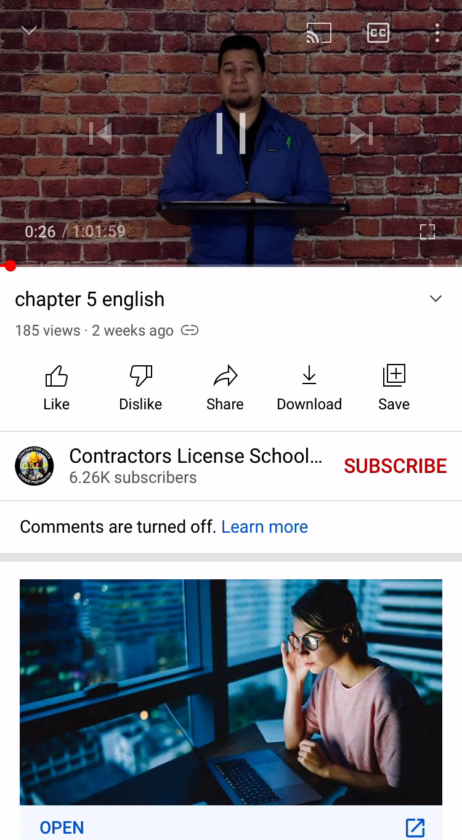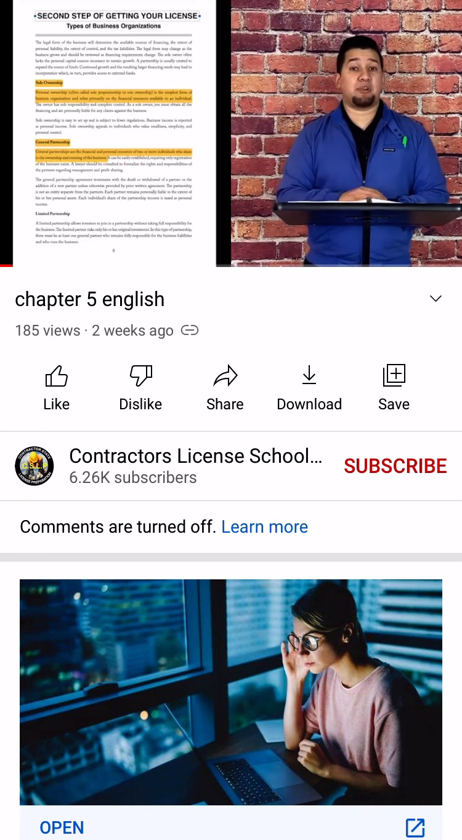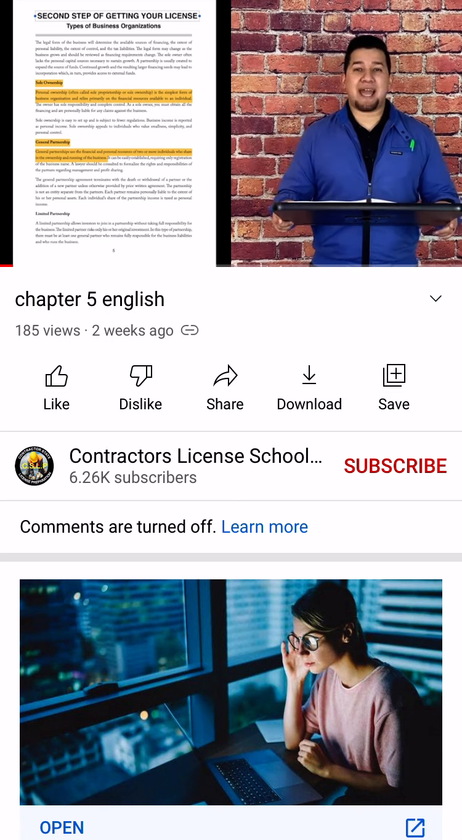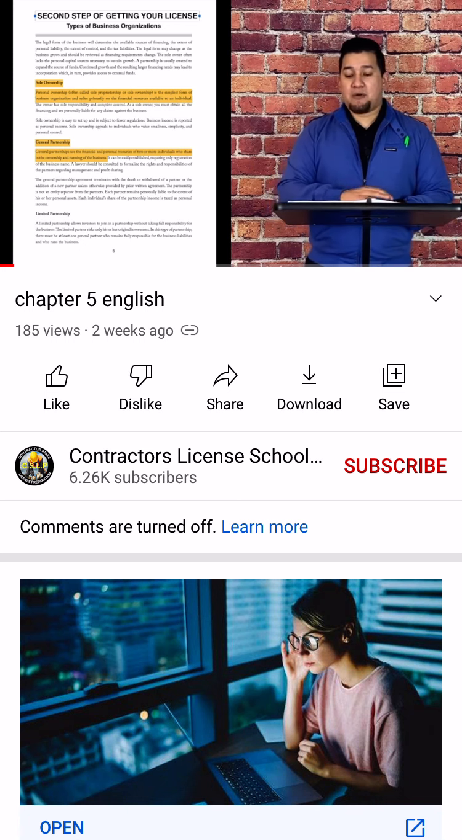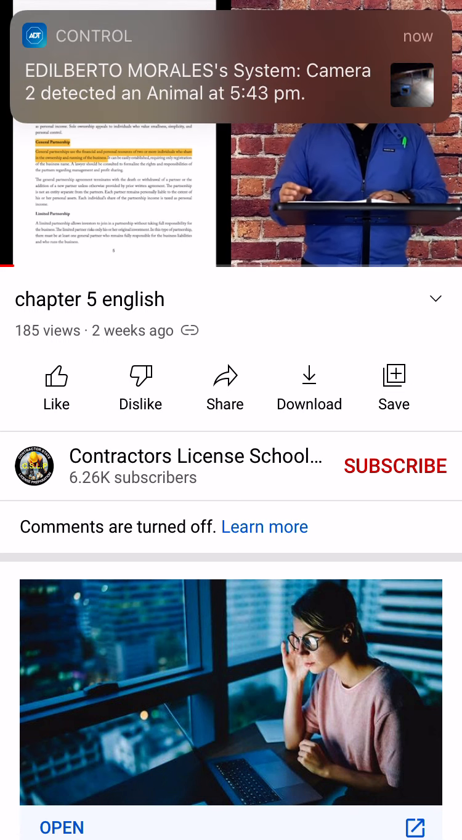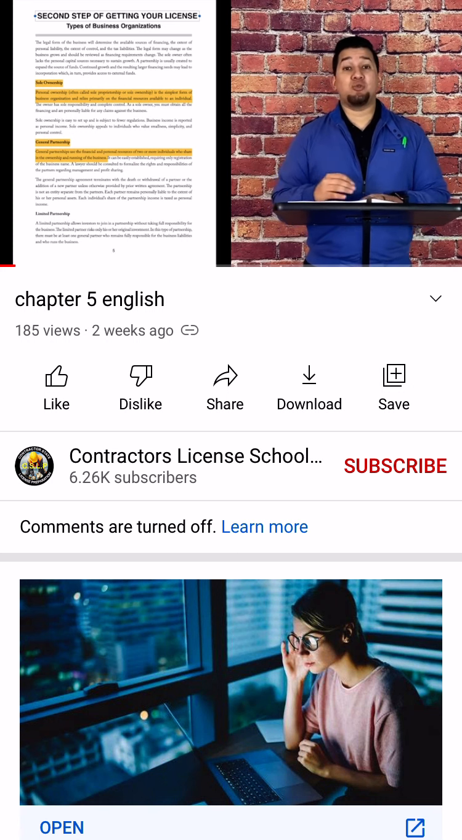Now I really want you guys to pay attention because this part of the chapter is very important. At the top of page 5, where it says types of business organizations, I want you guys to put the second step of getting your license. Now, this step is very unknown to people that are researching on how to get their contractor license. They don't really realize that the licenses are not issued to you under your name. They are issued to the business that you will register.